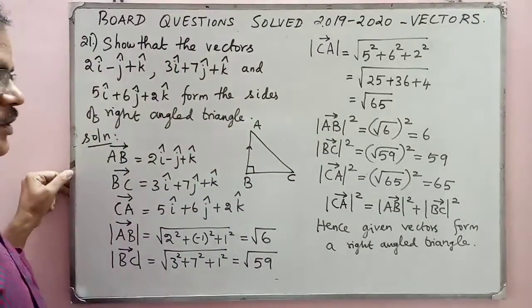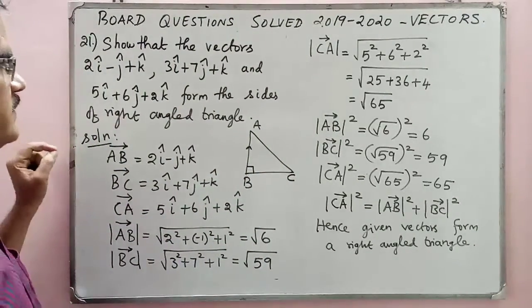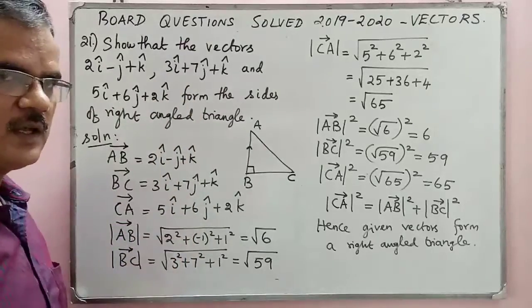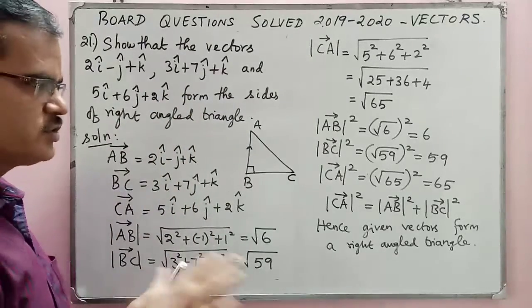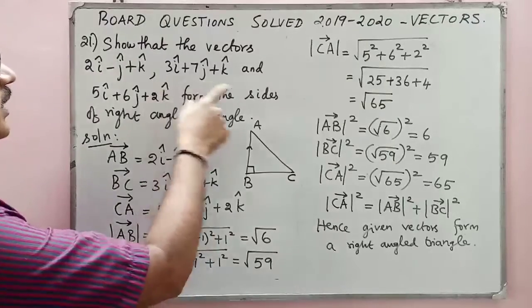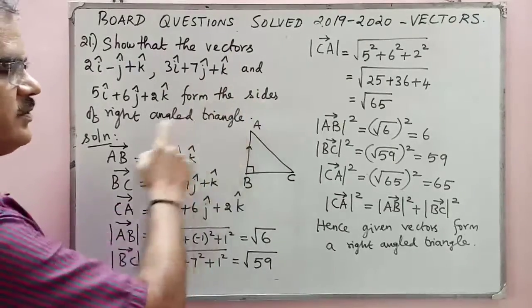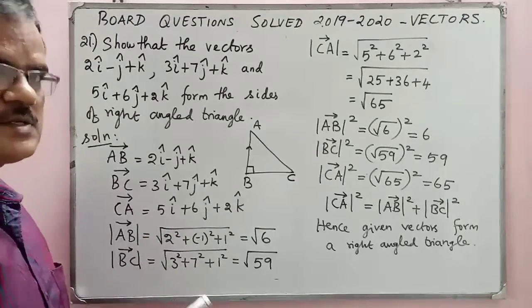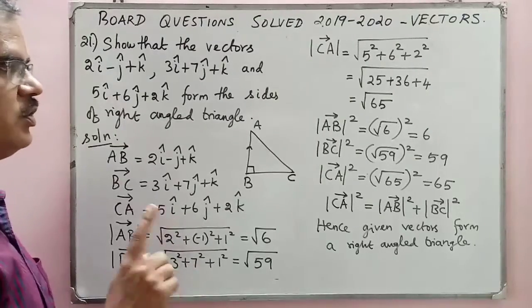The mistake students usually make in this question is they take these as position vectors OA, OB and OC. They will find AB vector equal to OB minus OC. This question should not be done like that because it is very clearly said that the vectors form the sides of the right angle triangle. If you are given position vectors, or if you have set points or vertices, then you can go with that.